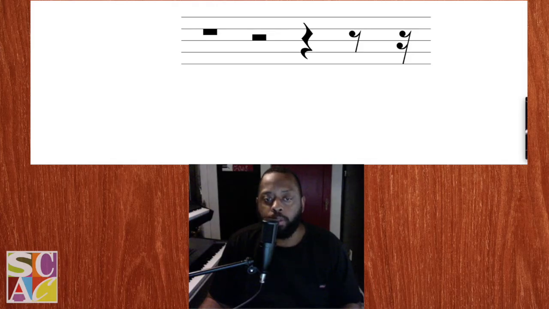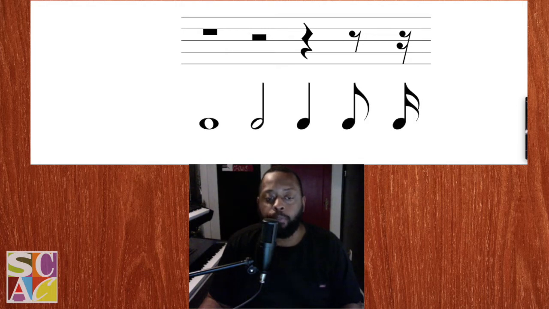Now that we have discussed note values, now let's talk about rests. Rests represent periods of silence in a measure. Each type of rest shares a duration with a certain type of note. So let's look at the quarter note. This is the quarter note, and this is the symbol for the quarter rest.